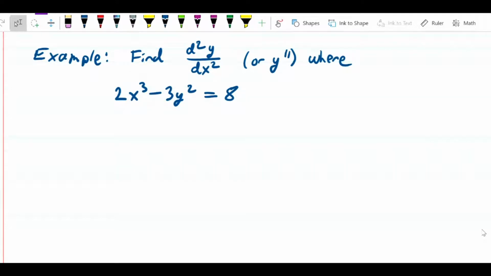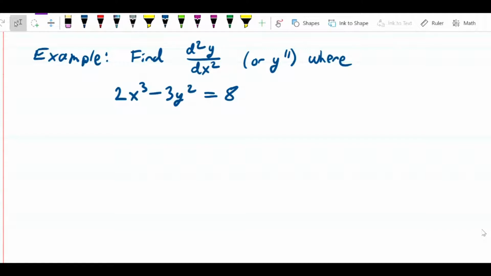So it's me again, and I just wanted to add a couple of things that perhaps weren't covered in the earlier videos. So first thing is what happens if you're asked to find a second derivative of an implicitly defined function.